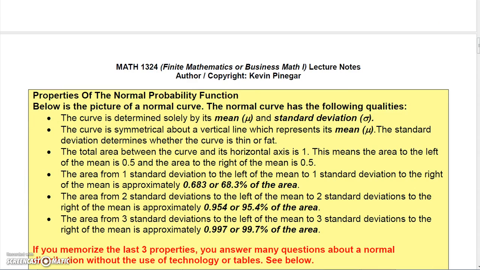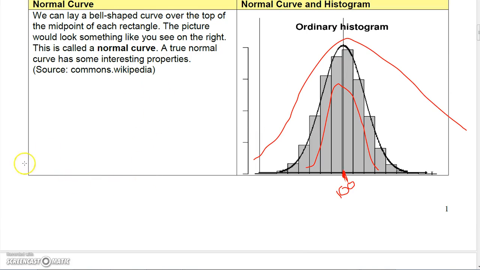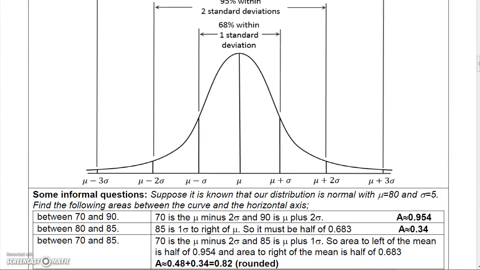The curve is symmetrical about the vertical line, or the mean. So this vertical line that's right in the middle, let me show you down here. This vertical line that's right in the middle here, the curve has symmetry about this line. So we have symmetry about that line. In other words, half of the area under the curve is on this side, and half of the area under the curve is on that side.